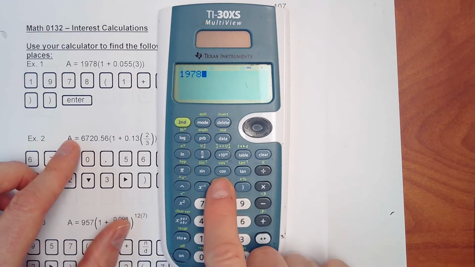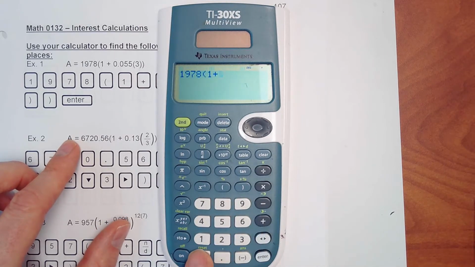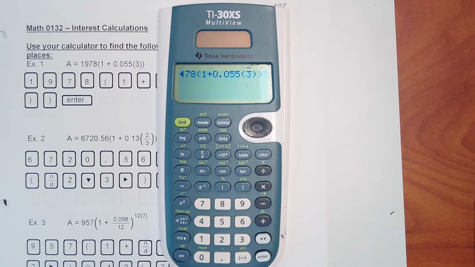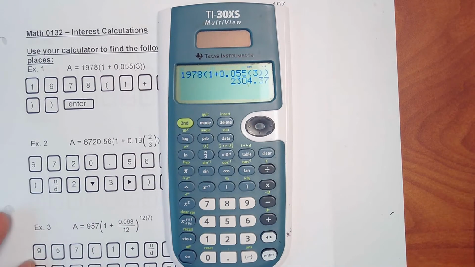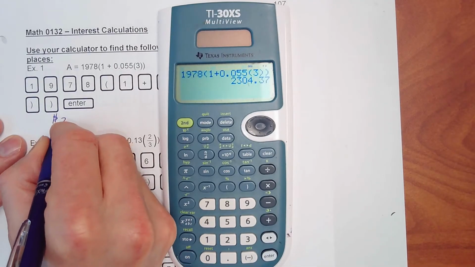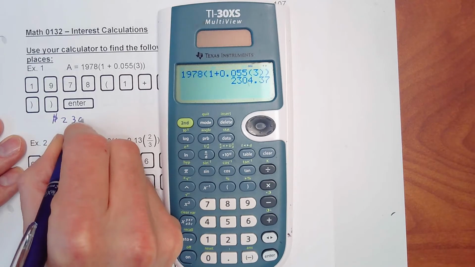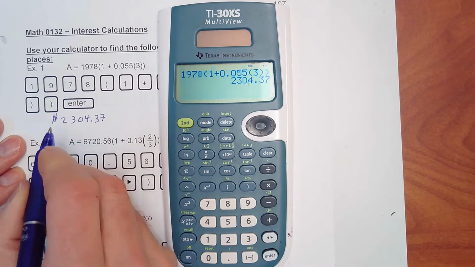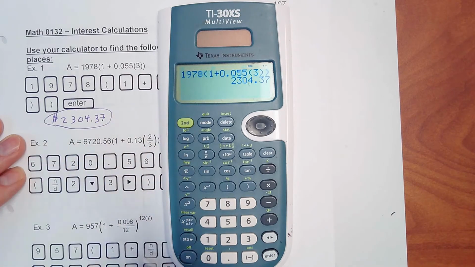So this first one, I'm going to enter 1978 parentheses 1 plus 0.055 parentheses 3, close the parentheses and then close it again, and then hit enter. So our answer should be $2,304.37. Make sure you're working this with me so that you can get these answers.